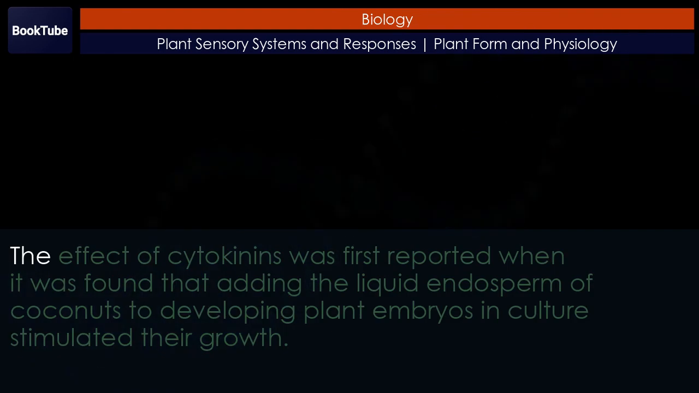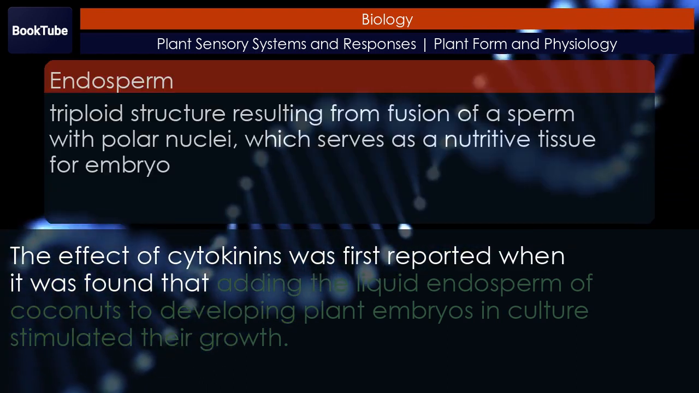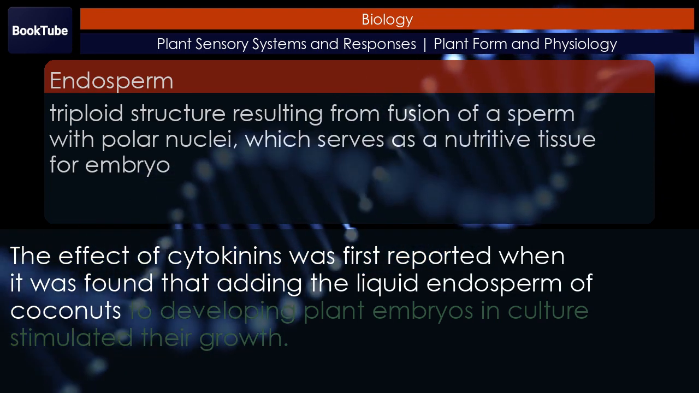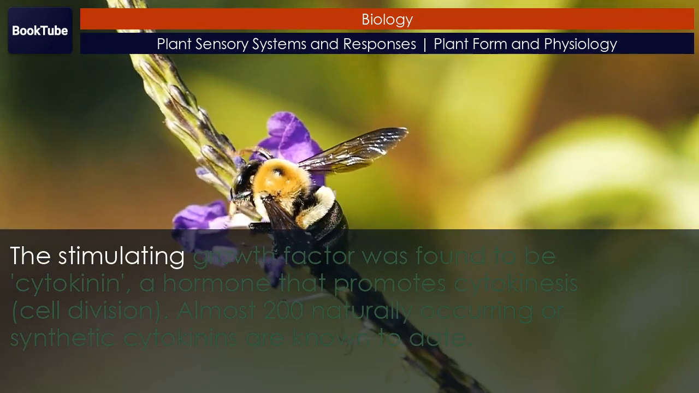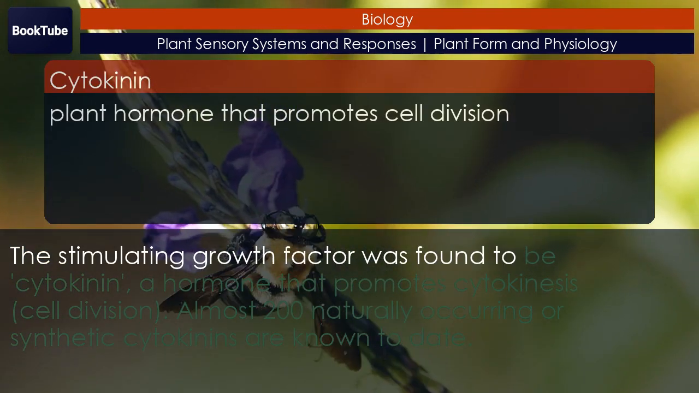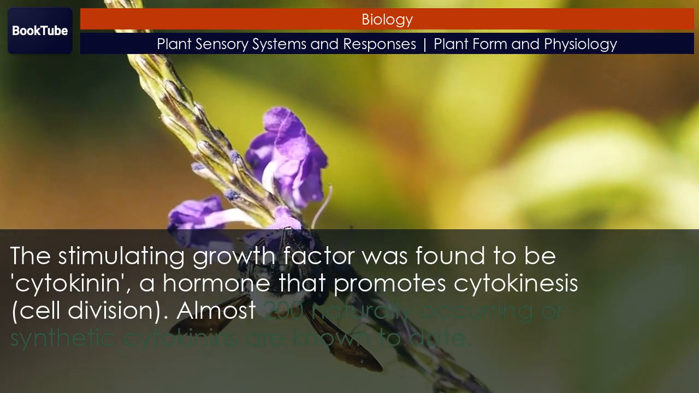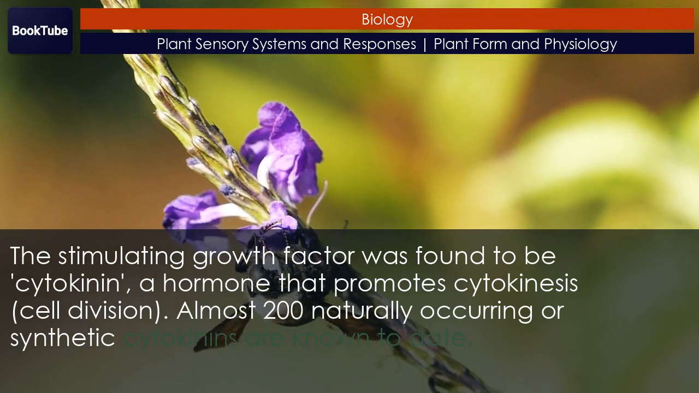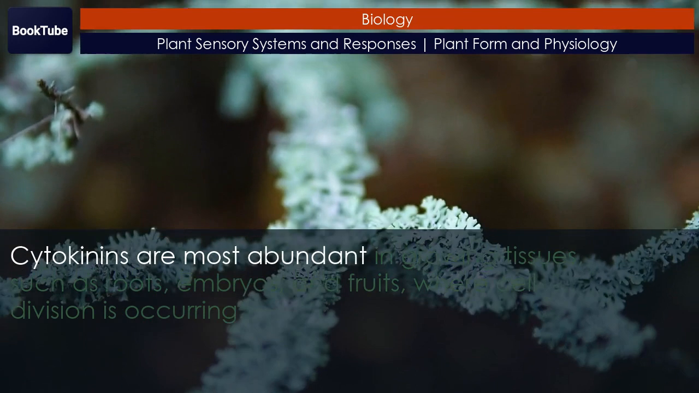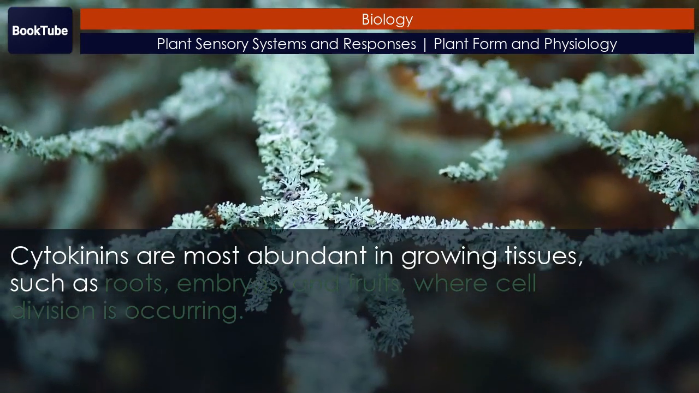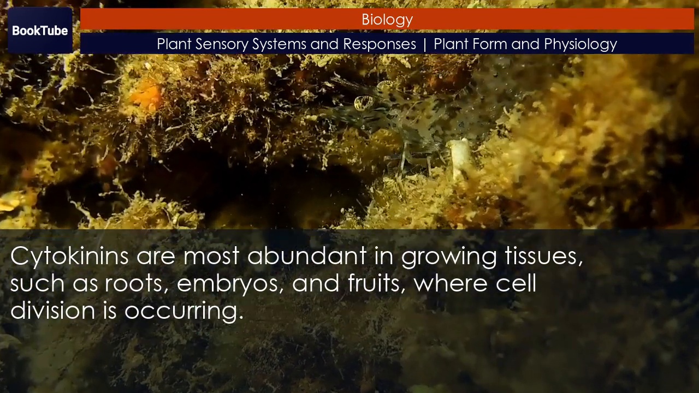Cytokinins. The effect of cytokinins was first reported when it was found that adding the liquid endosperm of coconuts to developing plant embryos in culture stimulated their growth. The stimulating growth factor was found to be cytokinin, a hormone that promotes cytokinesis, cell division. Almost 200 naturally occurring or synthetic cytokinins are known to date. Cytokinins are most abundant in growing tissues, such as roots, embryos, and fruits, where cell division is occurring.